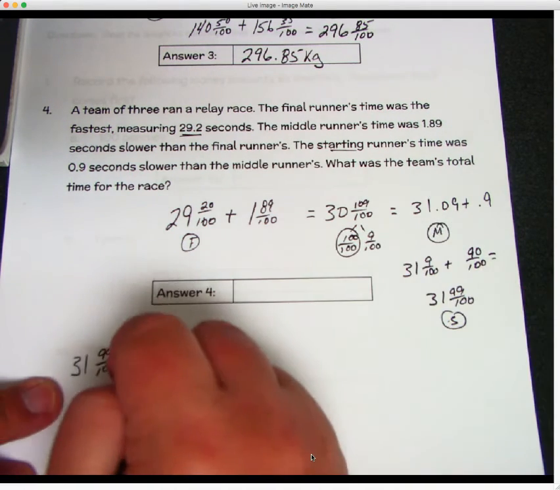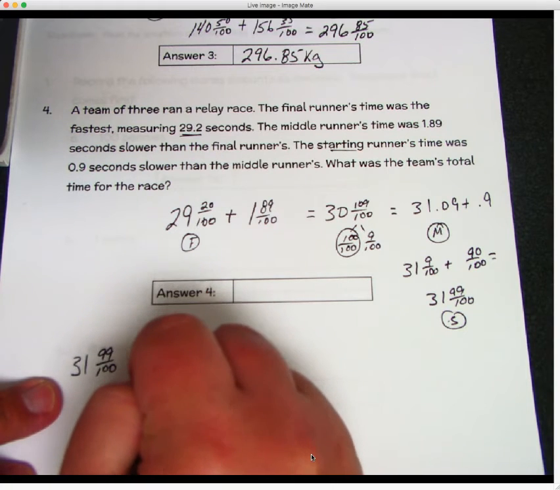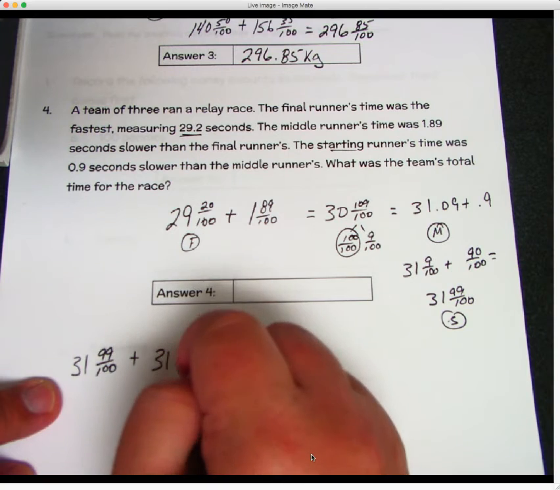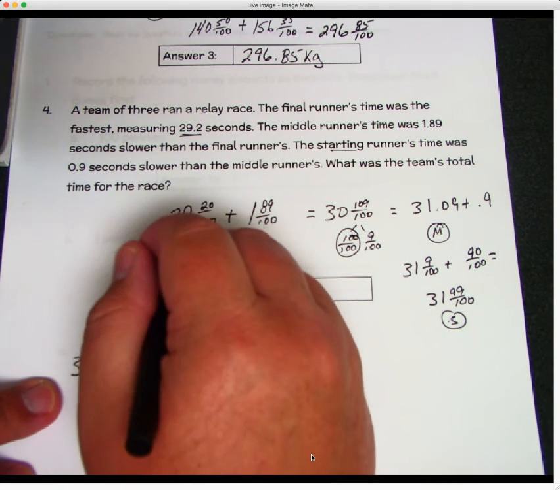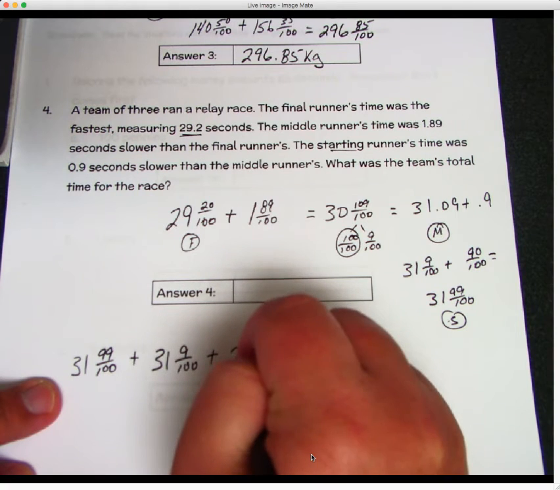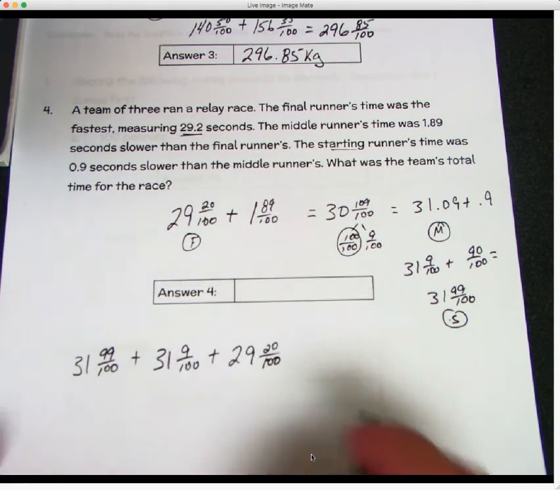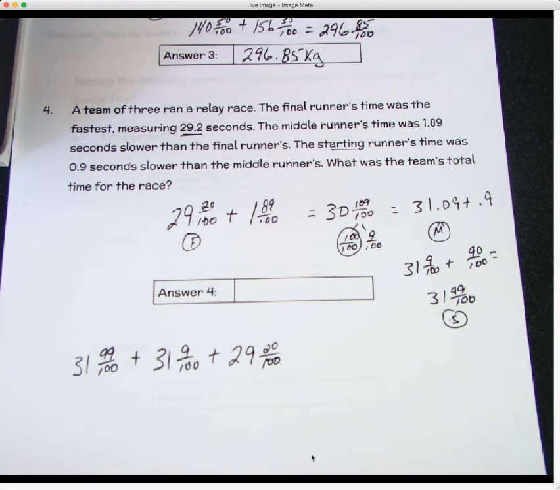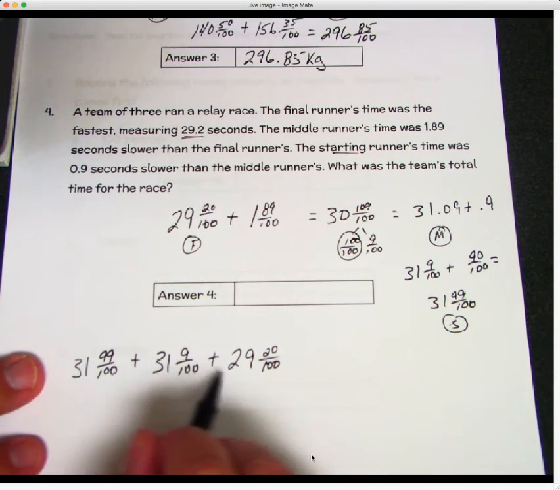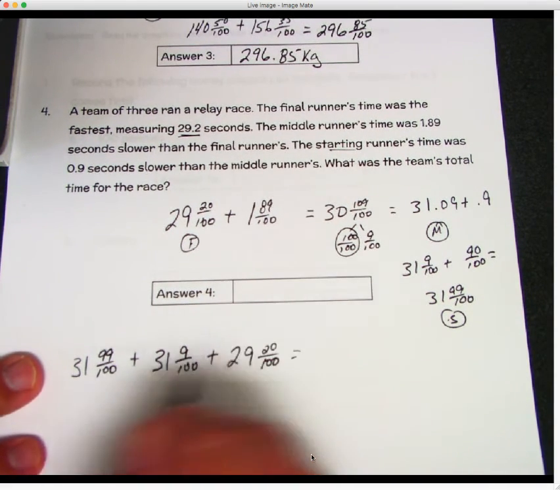Now let's do the middle runner's time. He scored 31 and 9/100ths. Now I'm going to add the starter score. The final runner score. Whew. I've struggled with this one, haven't I? 29 and 20/100ths. Okay. So you could add these one at a time if you wanted to. You could add them all three at the same time. So I'm going to add them all three at the same time to save me a step.